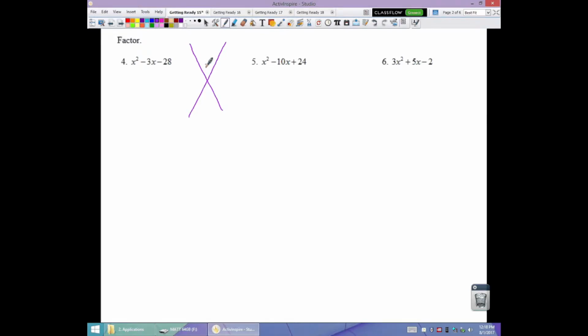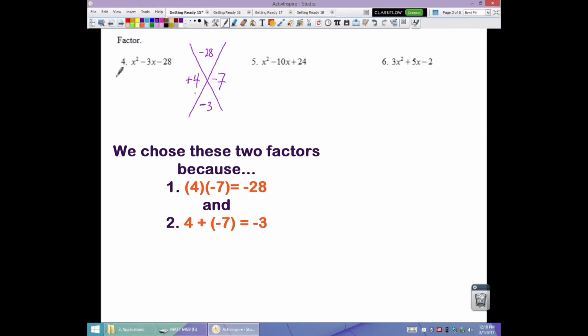Our desired product for factoring is negative 28. Our desired sum, negative 3. So we need factors of negative 28. That means one positive and one negative. And they need to be different by 3. So the answer to that would be 4 and 7. Since I want the 3 to be negative, I want the larger of those two factors to keep the negative sign. The 4 will be positive. So x plus 4, x minus 7.